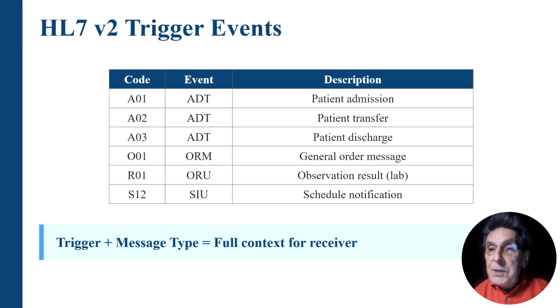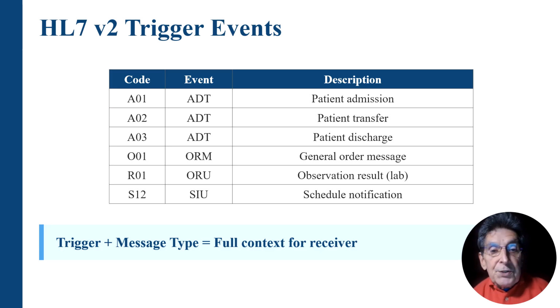Messages in V2 aren't just sent randomly. They're triggered by real-world events. The trigger event codes tell you what happened. Like A01 is a patient admission. A patient arrived and was admitted to the hospital. This triggers census updates across the entire system. A02 is a patient transfer. The patient moved from one location to another, maybe from the ER to an inpatient unit.